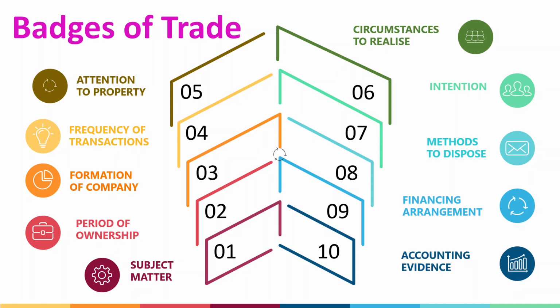And then the next one is the formation of company. Of course, it's clear cut. If you already set up a business entity, therefore whatever business income that you have will be taxed under section 4A. And then frequency of transaction also depends on the number of transactions. The more you have, the more it will lead to business income.